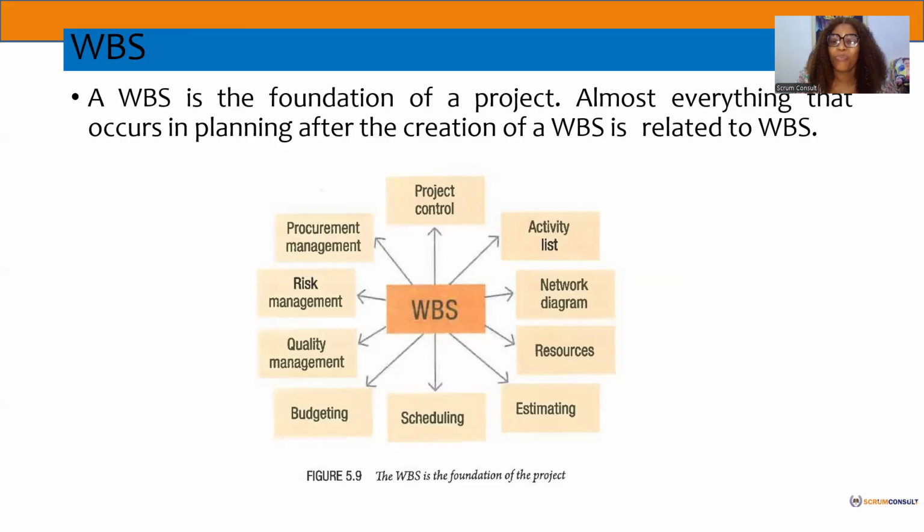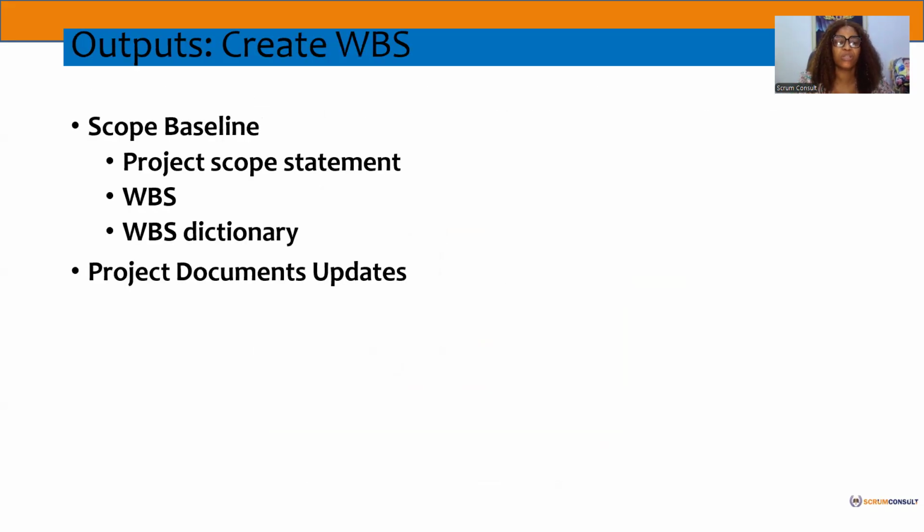So that work breakdown structure gives you your scope baseline, your work breakdown structure, and your work breakdown structure dictionary. Under your scope baseline, these three things are the compulsory components. Your scope baseline must contain your project scope statement, your work breakdown structure, and your work breakdown structure dictionary. And in some cases, you have your project document updates.